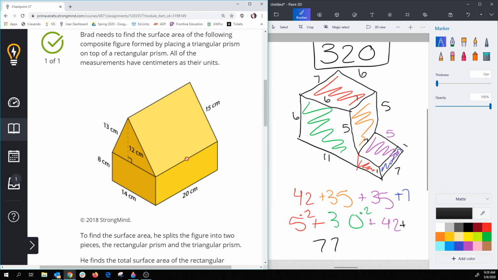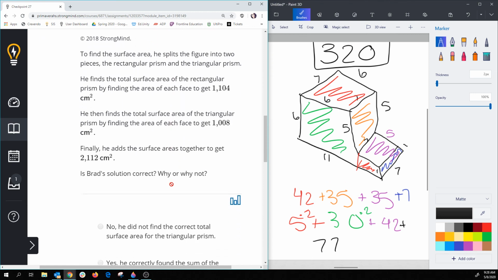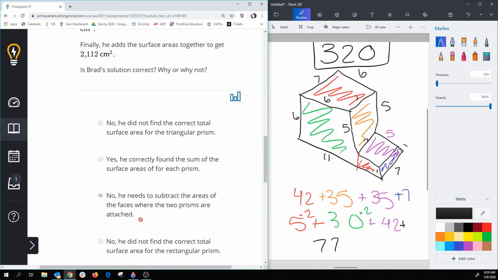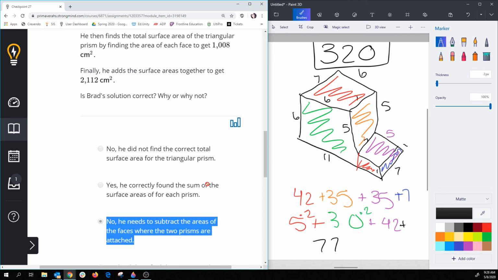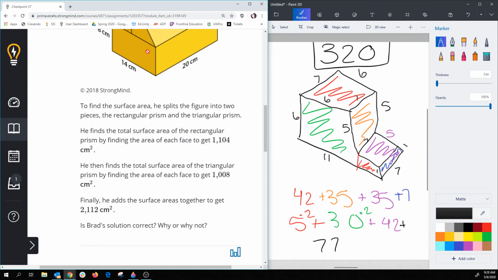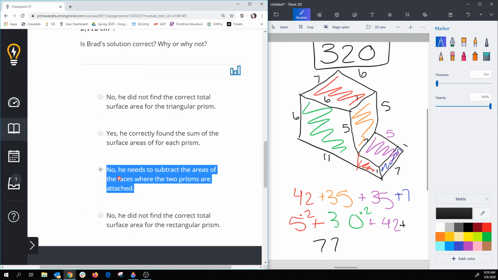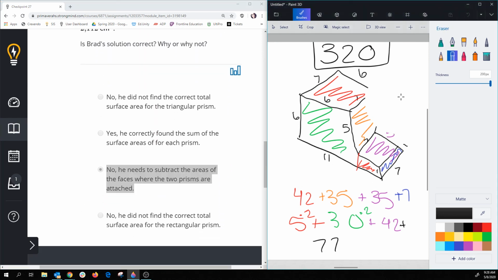Alright, so for 13, this one with this big, almost like a tent on a base that's yellow, you did get this one correct, and no, he did not find the surface area correctly because he forgot to subtract the area of the faces where the two prisms are attached. So this one with that yellow figure is no, because, etc.